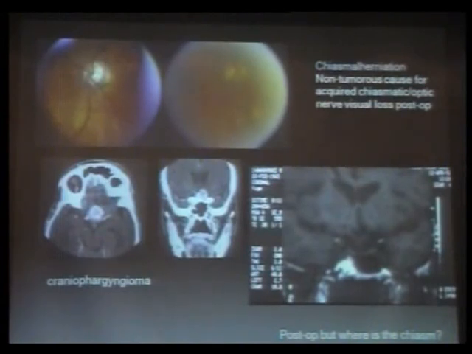And I'm going to finish there, because I wanted you to be sure that you saw this, because that's really important to think of as a non-tumorous reason to lose vision, and certainly is something that most radiologists will not think about because it's so rare. Most of us have only seen a handful of this in our lifetime, so certainly radiologists see it even less.